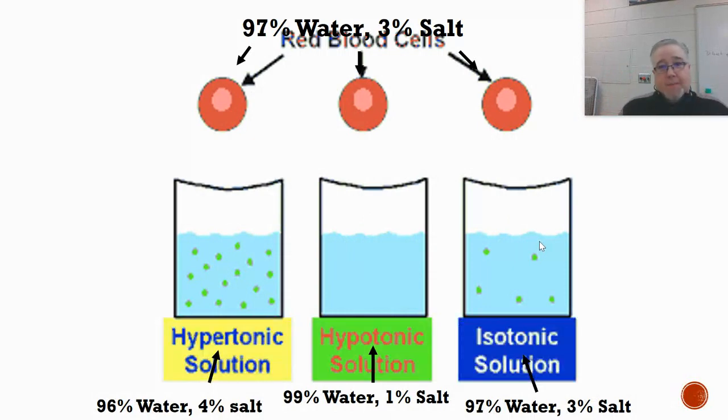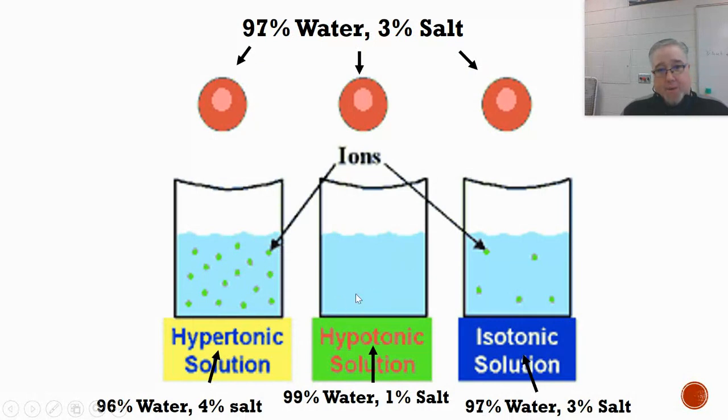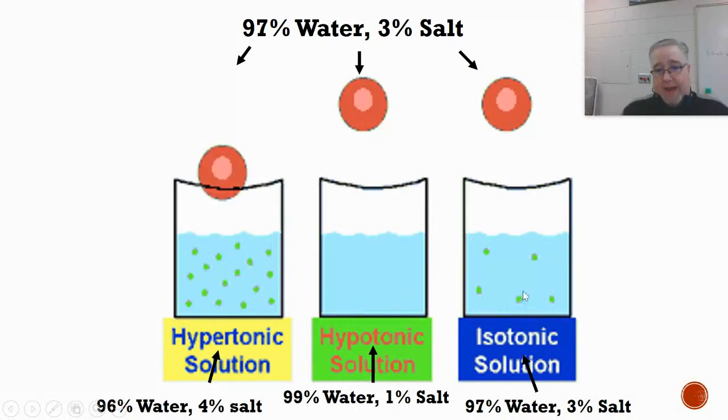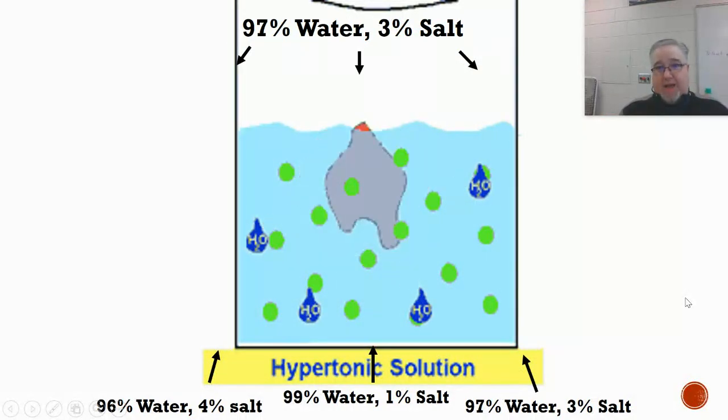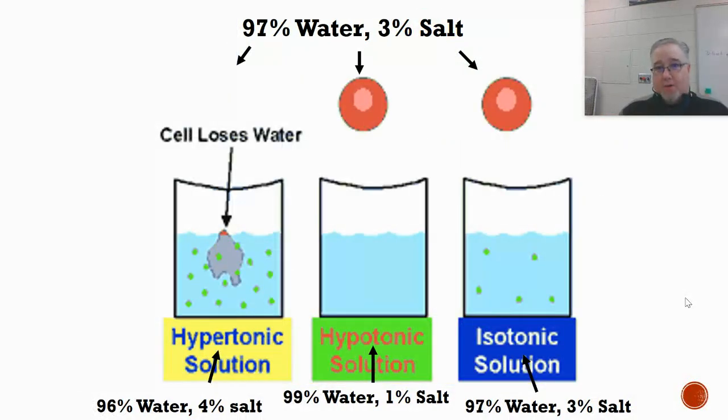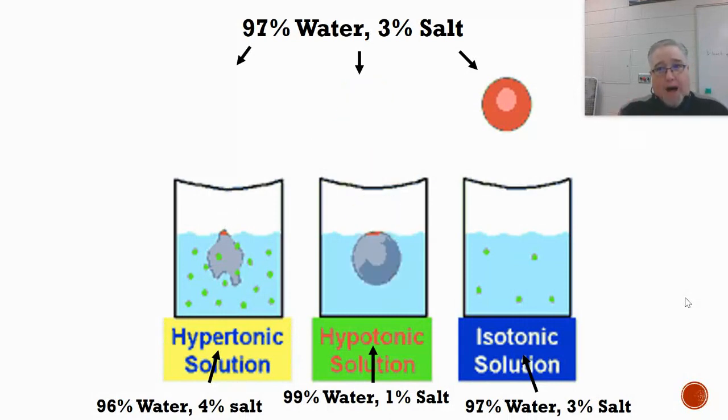All right, so again, we'll watch this one more time. We have a hypertonic environment, a hypotonic environment, and we have an isotonic environment. And I want you to think about what happens to cells when they're in those environments. And I want you to know why.